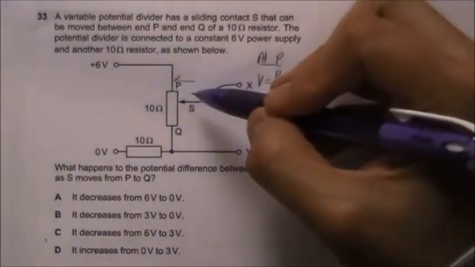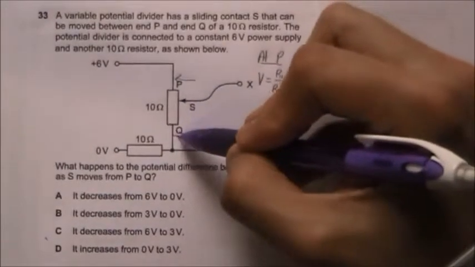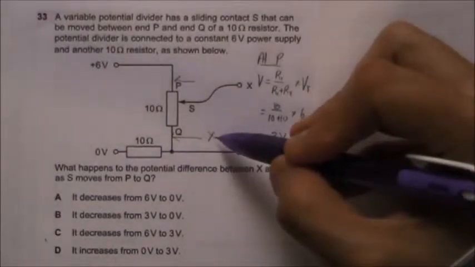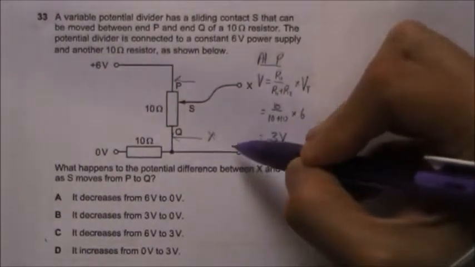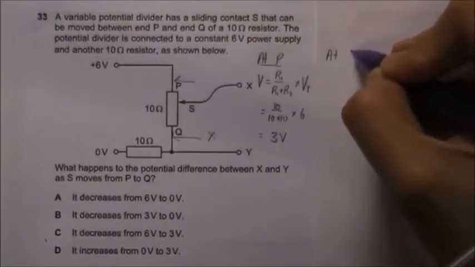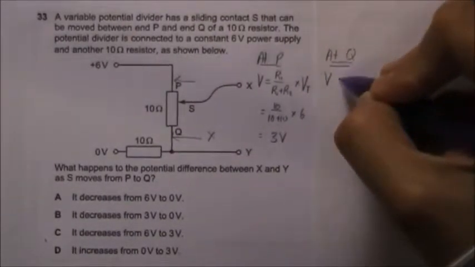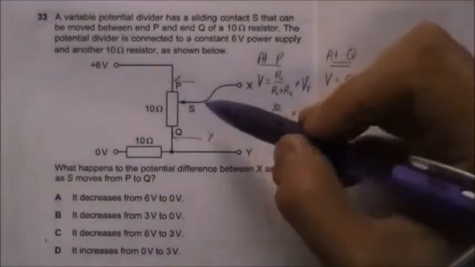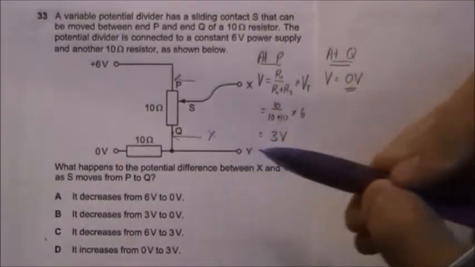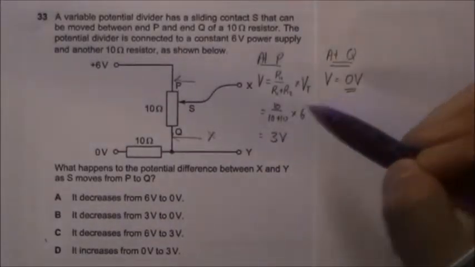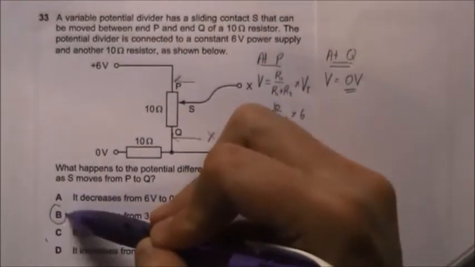Okay, and as the contact slides down to Q, we see that X and Y have the same potential. So when the contact S is at Q, the potential difference will be equal to 0. So when the contact S moves from P to Q, the potential difference recorded between X and Y will decrease from 3 volt to 0 volt. So the answer should be B.